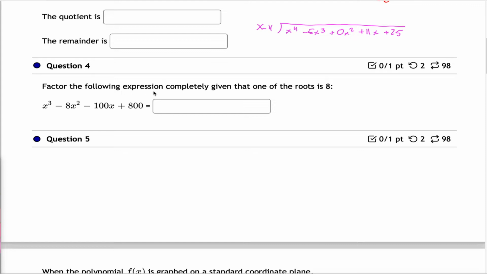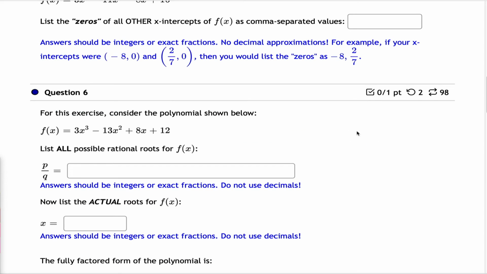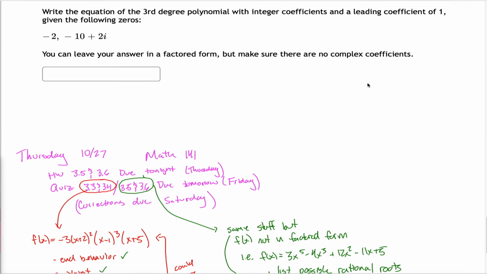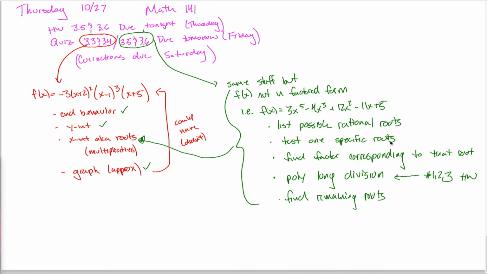It says, factor the following expression completely given that one of the roots is 8. So, okay, if one of the roots is 8, the way to think about this is you're kind of at this test. You test one specific root, and you find out that one of the roots is 8. So we haven't learned how to test one of these specific roots yet, or I mean, you have if you watch the videos, but we haven't done that in this homework. But you'll learn how to test a root, and then you'll figure out that a number really is a root. So maybe you test 8, and you're like, yeah, that works.